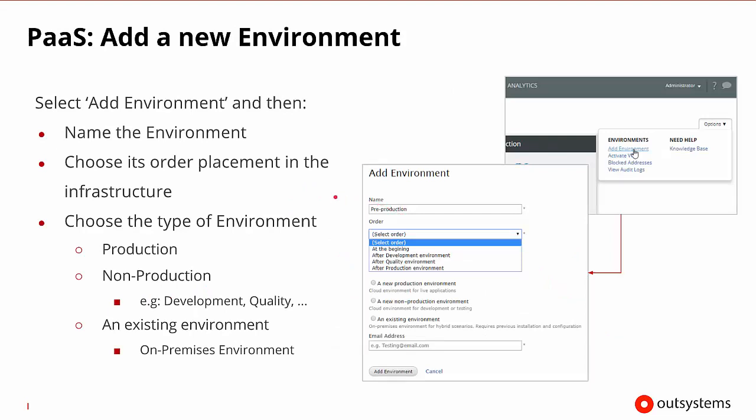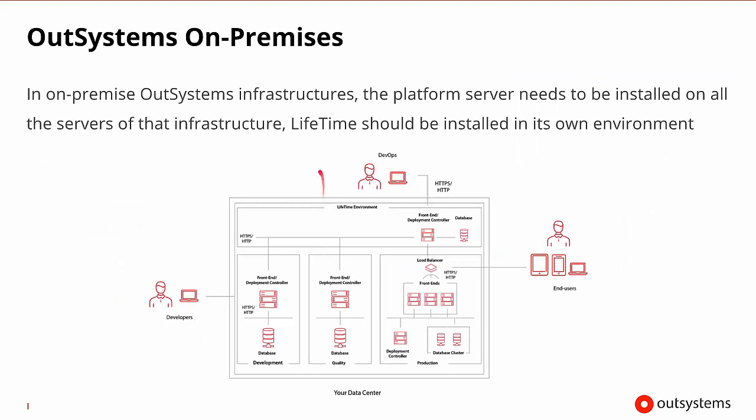If I wanted to add a new environment, we can go into lifetime and ask it to create a new environment. All we have to do is name the environment, choose its placement in the order, so we can decide to put it after development or after quality if we already had those three environments existing, and then we choose the type of environment this is, whether it's a production or non-production environment. And it can also be kind of part of an existing environment. So that's how easy it is to add new environments to an overall system.